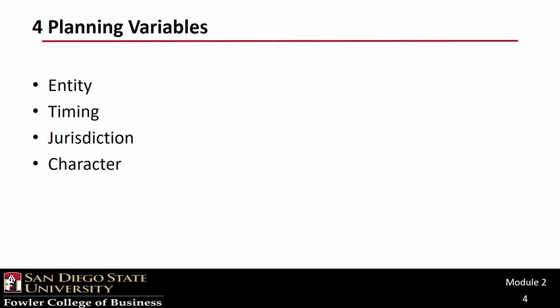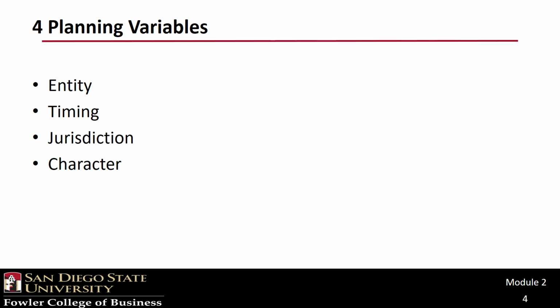Jurisdiction is pretty similar to entity, except we're not changing taxpayers, but rather the source of income or deductions among different taxing jurisdictions. For example, maybe different states or different countries.